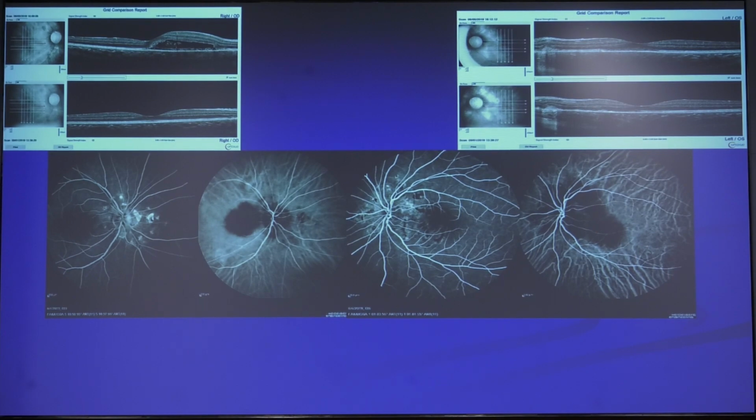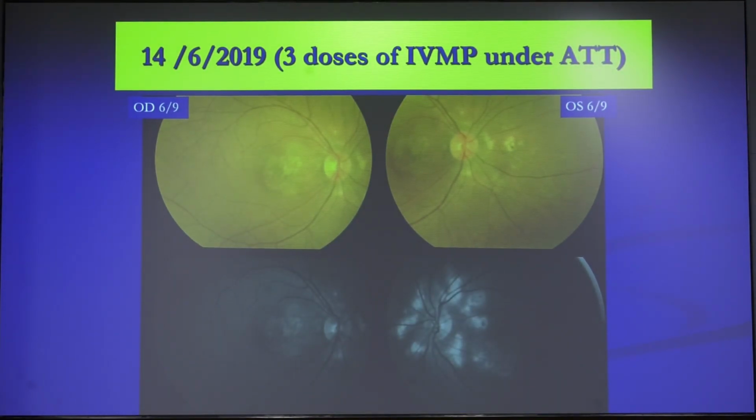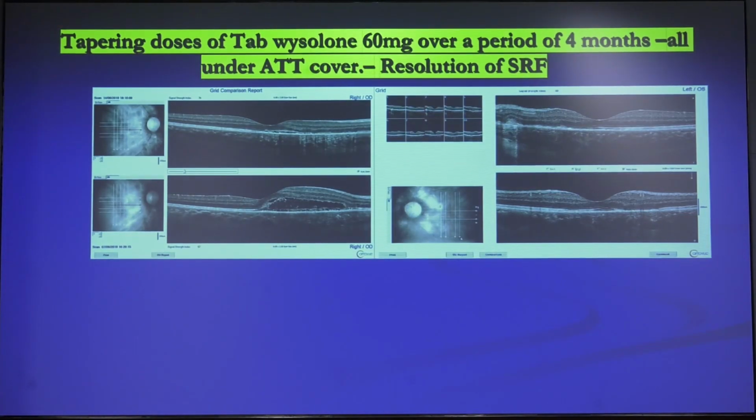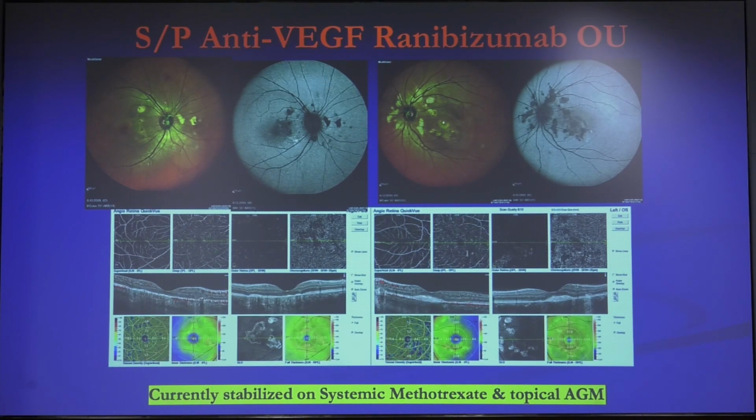This is what the ICG looks like. You can see hypocyanescence in the area of hyperfluorescence, which we saw in the area of serpiginoid lesions. And after 3 doses of IVMP under ATT, this is what the patient looks like. And after tapering doses of steroids, the OCT flattened out and developed a CNVM later on, choroidal neovascular membrane, which is autofluorescent. There's no angiogram at this time because CNVMs can nicely be followed on OCTA. So nowadays we use it because it's a non-invasive modality. Both eyes received ranibizumab and is stable now on systemic methotrexate and topical AGMs.